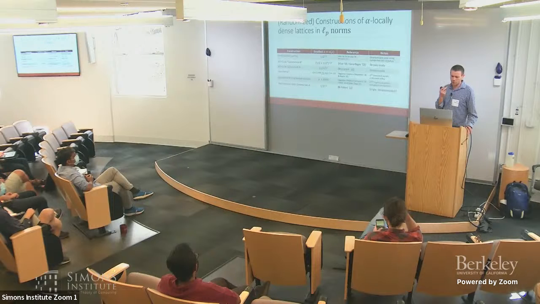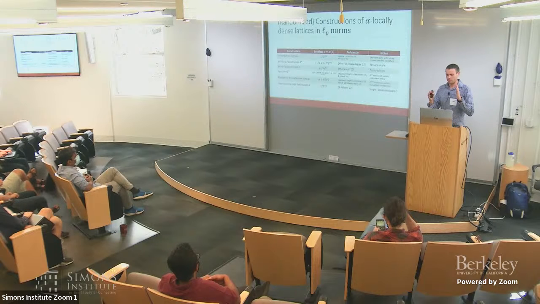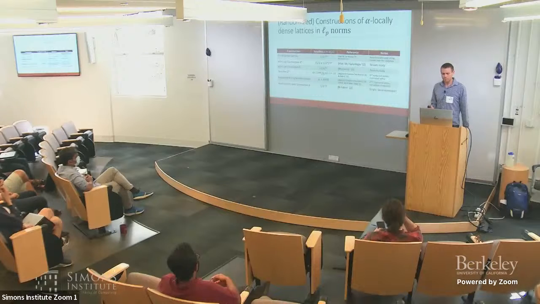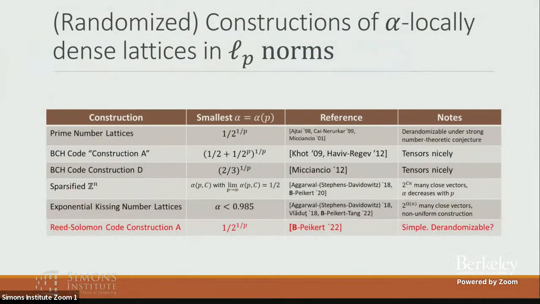Yeah, there are differences in where you need the randomness in these. Generally, we want to construct a lattice target pair for our locally dense lattice. Most of these constructions use the randomness to sample the target, but there's an interesting point where with this sparsified ZN, they have a fixed target, and then they're just taking some random sublattice of ZN. So in that case, you're using the randomness to construct the lattice, not the target.